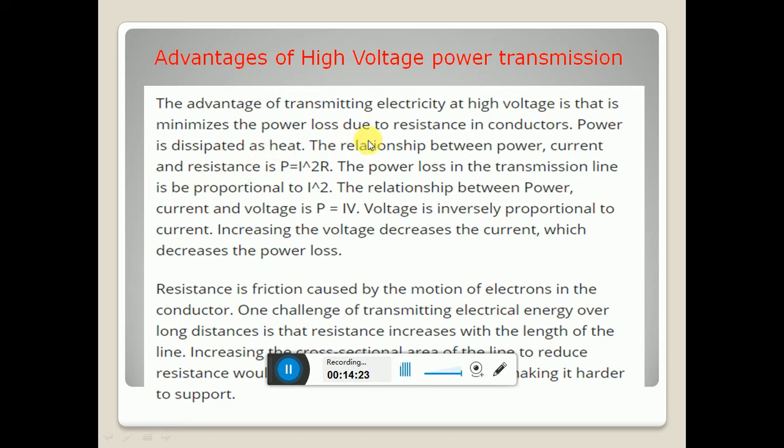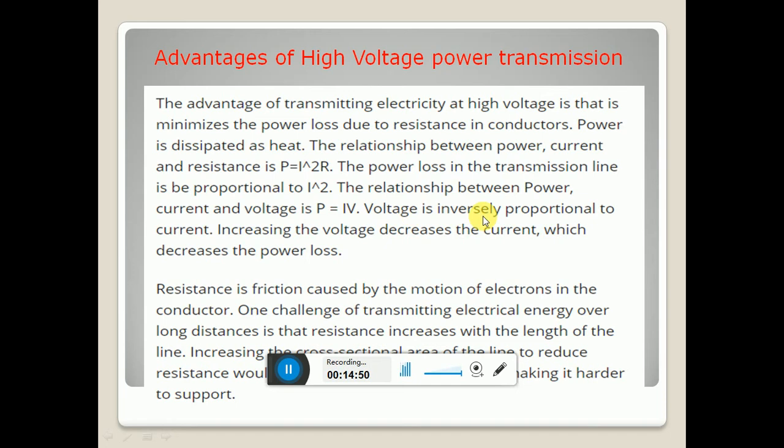If you go through the relation between power and current, I can write P is equal to I square R. The power loss in the transmission line is proportional to I square. The relationship between power and current and voltage is given by P is equal to VI. If you keep power constant, V is inversely proportional to I.